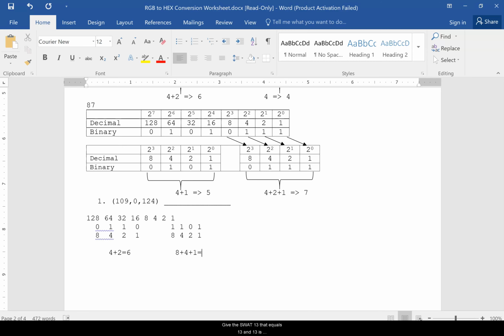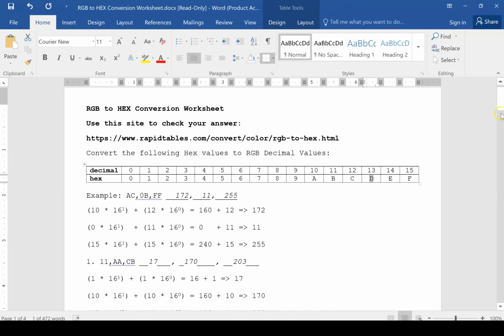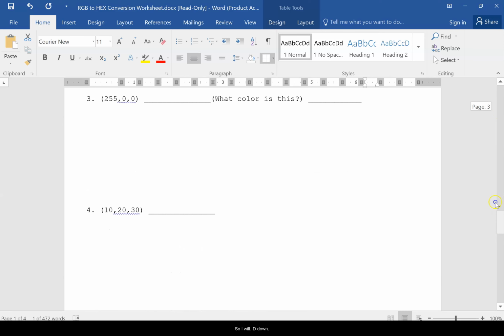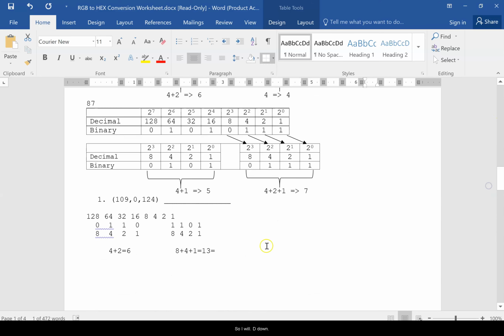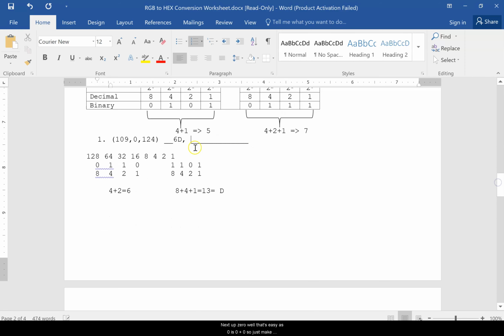That equals 13, and 13 is represented by a D. So I will put D down. So 6D would be my first one, so 6D, comma. Okay, next up, 0. Well, that's easy. A 0 is just 0 and 0. So just make sure you put down 2 zeros.